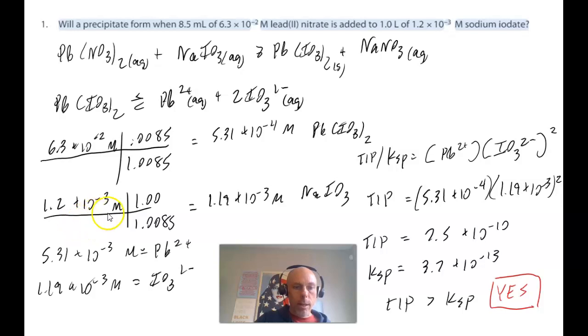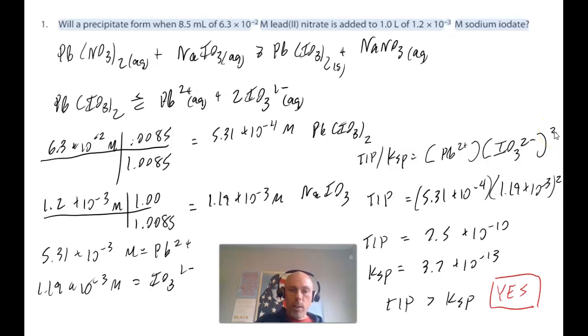Same thing for the iodate, multiply it by its original volume, 1 liter, divided by the sum, 1.0085, giving me 1.19 times 10 to the minus 3. And same thing, there's one iodate in that compound, so the concentration of that ion will be the same as sodium iodate, 1.19 times 10 to the minus 3. Here's my TIP/Ksp expression. Remember, they're calculated the same way, but Ksp can only be used when that is a saturated solution. TIP can be any point up to or past that. So it's going to be the lead ion times iodate squared, because there's a subscript of 2 with iodate.